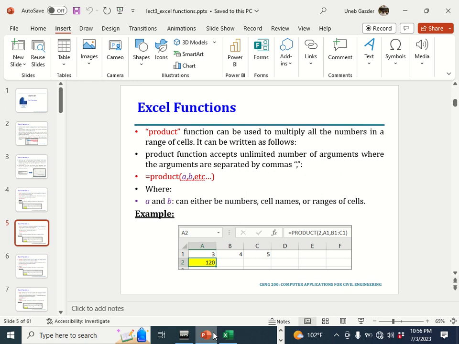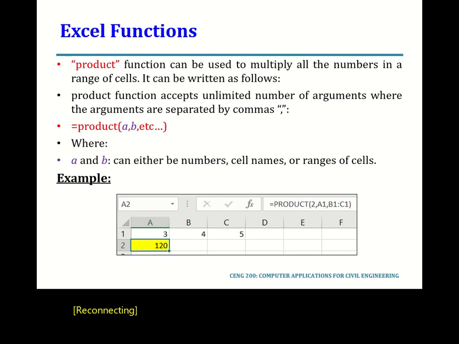Okay, product. Product of A and B means what? In mathematics, product is multiplication. So sum was addition, majmuu al-arqam, right? And product is what, my friend? Multiplication. Yeah.